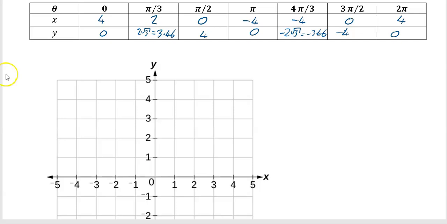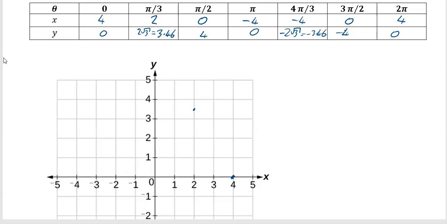Okay, we're now going to go through and plot these points. So I will do this for you, and we'll come back to just show you how we're doing it. I'll just do a couple of these. We've got 4, 0. So when x equals 4, y equals 0 is going to be here. And the next one, when x equals 2, y equals 3.46. So very roughly that's where it's going to be. And so on.